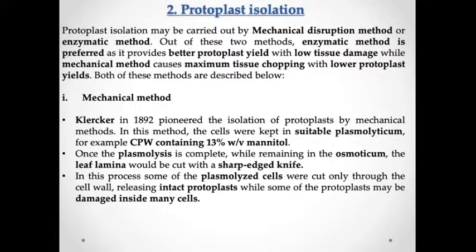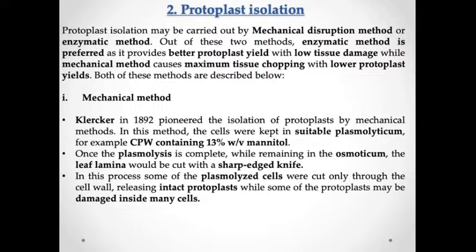Further, the isolation process could be of two types, that is mechanical and enzymatic. With the mechanical method, you lose most of the cells and the yield will not be so good. The enzymatic method, on the other hand, has quite high advantages. It is always preferred because of proper yield and lower tissue damage, while the mechanical method causes maximum tissue chopping with lower protoplast yield. So both of these methods we will discuss now.